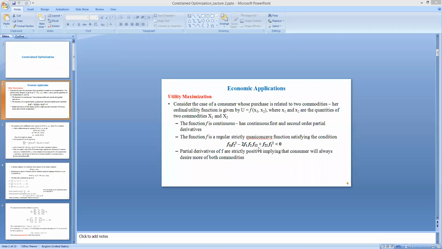Any question regarding these three sub-points regarding the utility function?